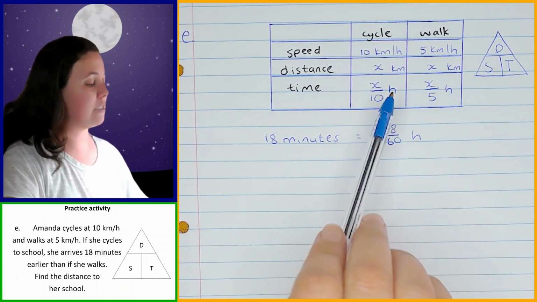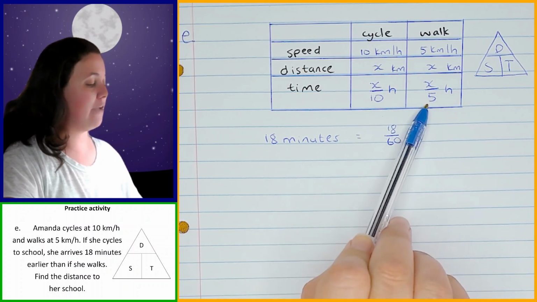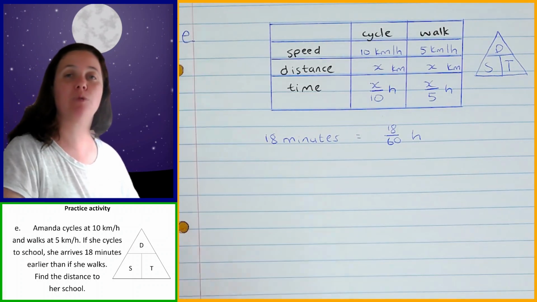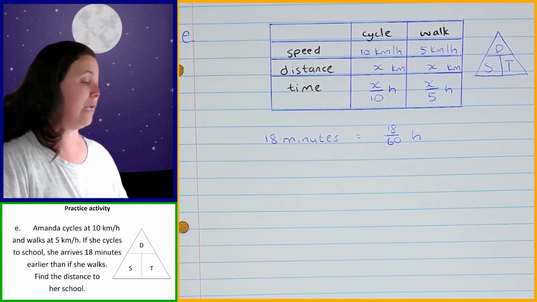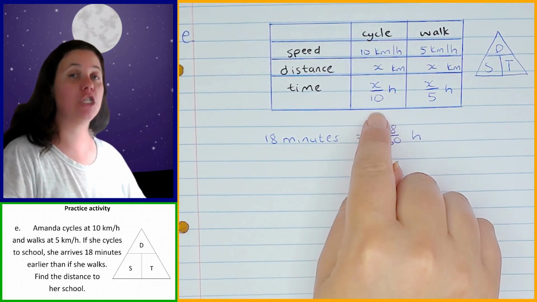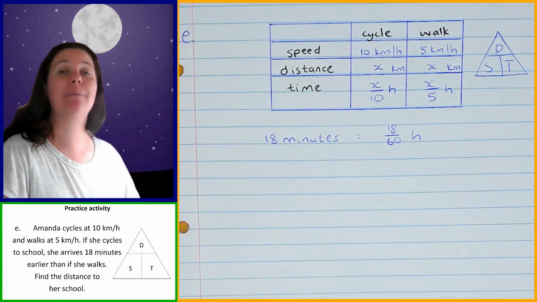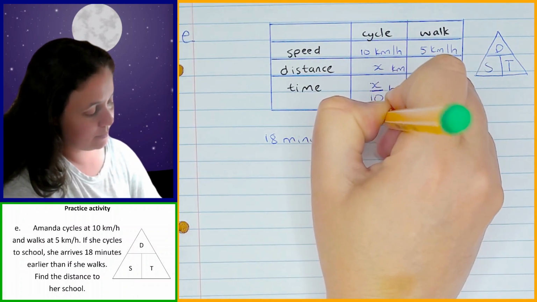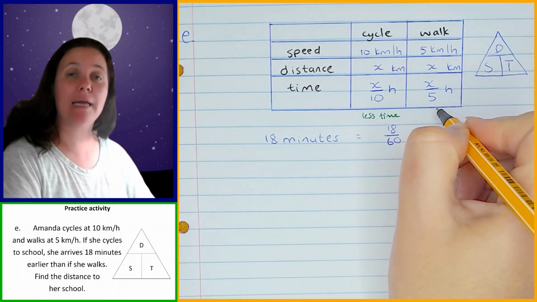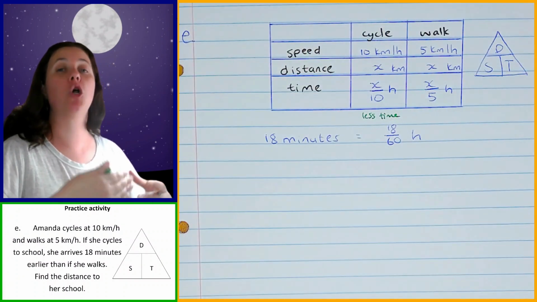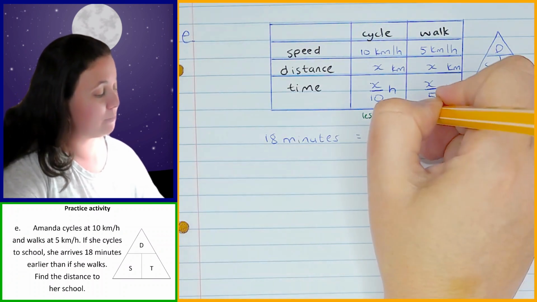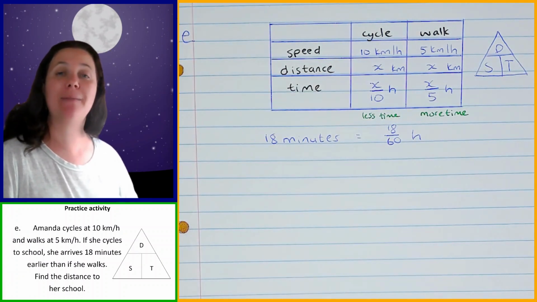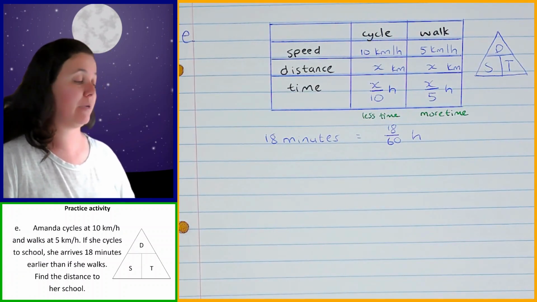Okay, so now I've got x over 10 and x over 5 as my two times for when she's cycling and walking, and 18 over 60 as the difference between the two times. What you need to be aware of is that if she is cycling, she's going to get there quicker, so the amount of time is less. So this one over here is less time. And this one over here, when she's walking, because she's going slower, is going to take her longer. So this is more time. I just want you to be aware of that because it can be confusing which way around I'm going to be working with my times.